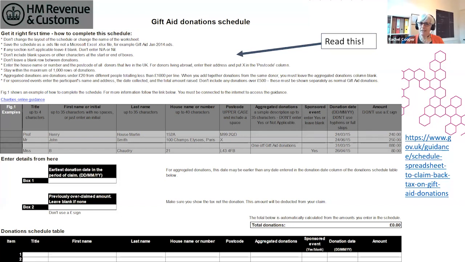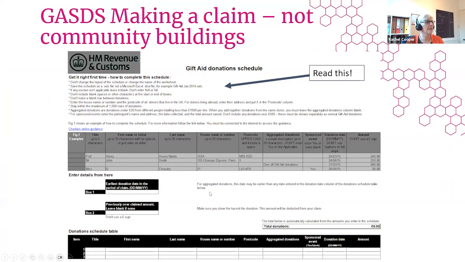We're happy to go on to the next one, which looks pretty much identical, because if you are doing the gift aid small donation scheme, and it's the ordinary scheme, not related to community buildings, this all might mean nothing because I haven't explained any of those details. And the answer is, if it doesn't mean anything to you, skip ahead.